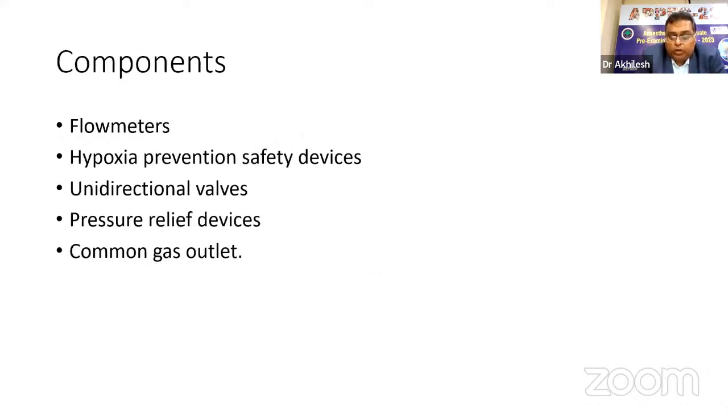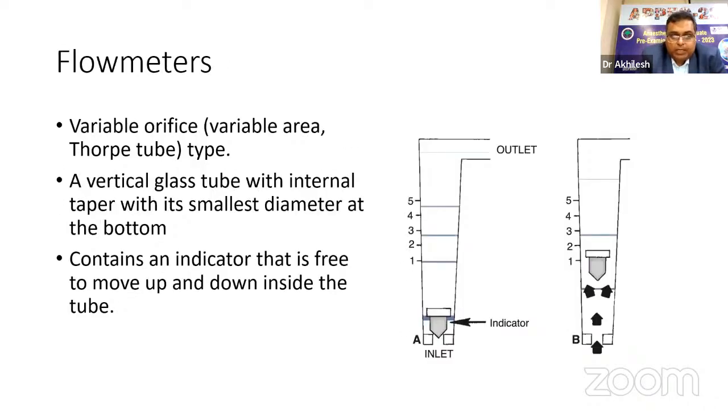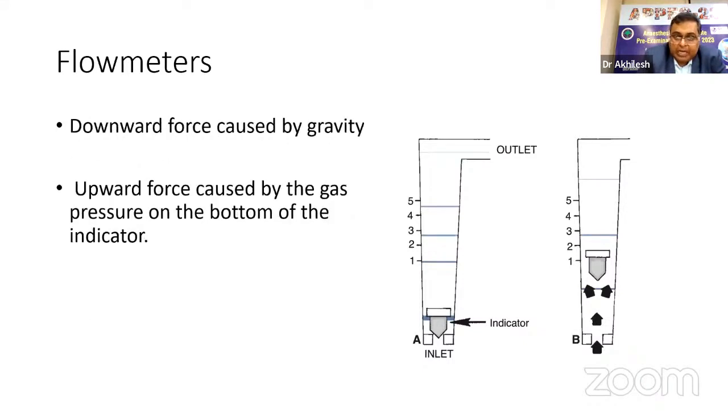Now these flow control tubes consist of various things. There is a variable orifice, the flow meter. It consists of a vertical glass tube with an internal taper, with its smallest diameter at the bottom. The tubes are not straight. They are inclined at an angle to the vertical. It contains an indicator which is free to move up and down based on the flows. Again, I would like to emphasize that these machines do not require electricity. They work on a pneumatic system.